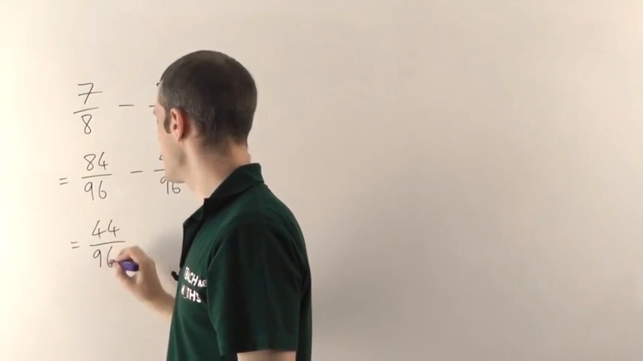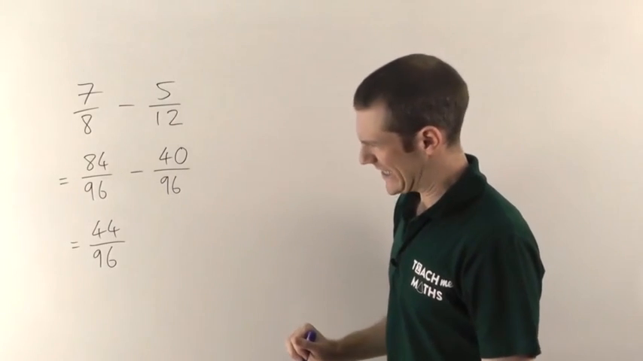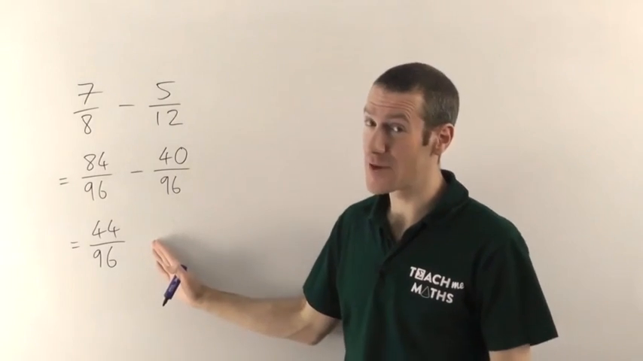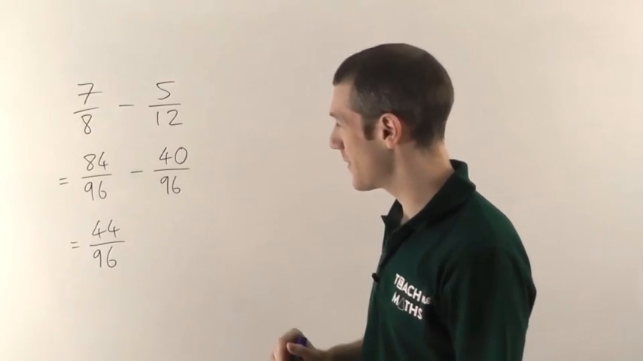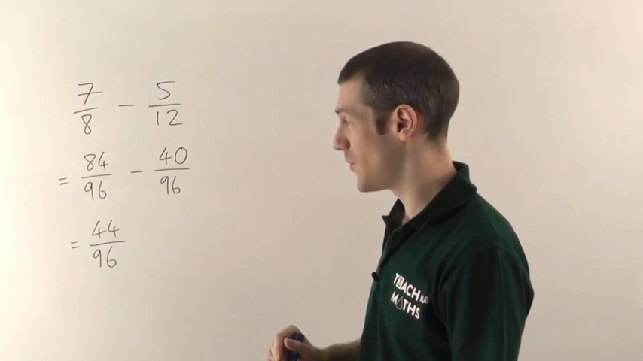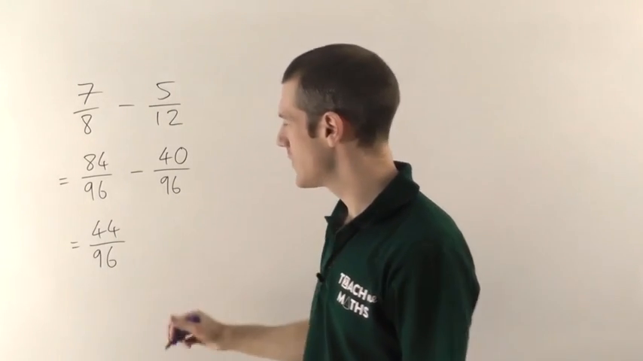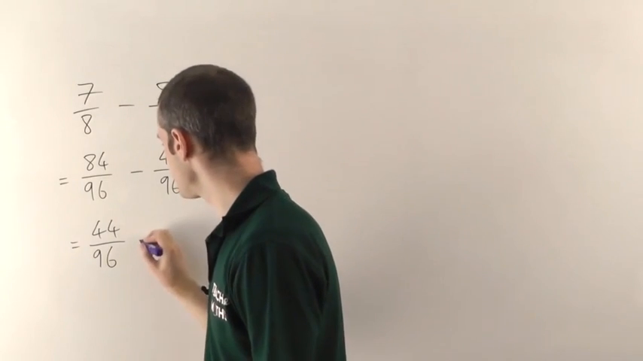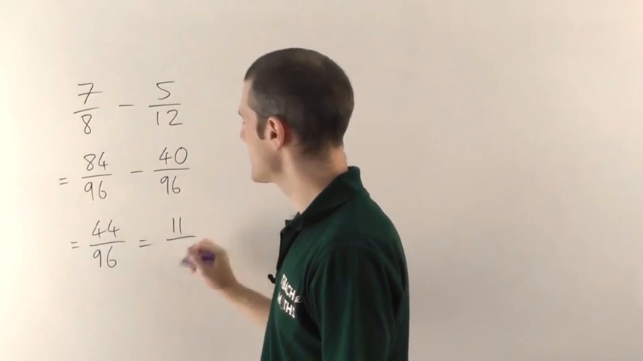The number on the bottom never changes. And then I've just got to check and see if it cancels. Yes, well, they're both even, so I know it will cancel. But I really want to find the biggest number that will divide into both here. I'm thinking 4 might go into these. 4 11s will be 44, and I'm pretty sure 4 goes into 96 as well. So if I divide that by 4, that's going to go in 11 times.